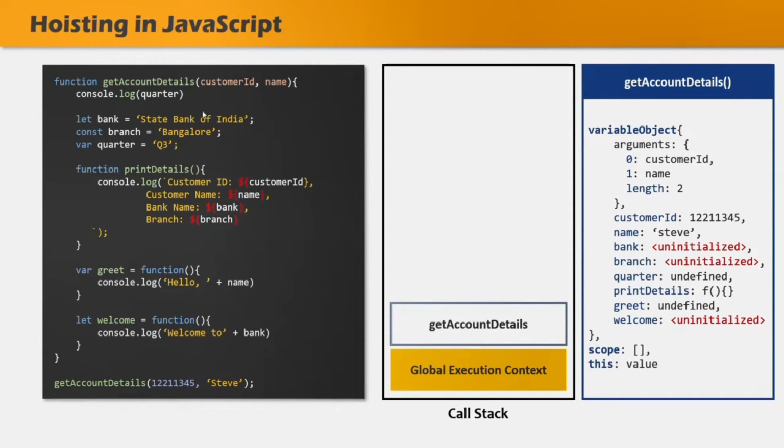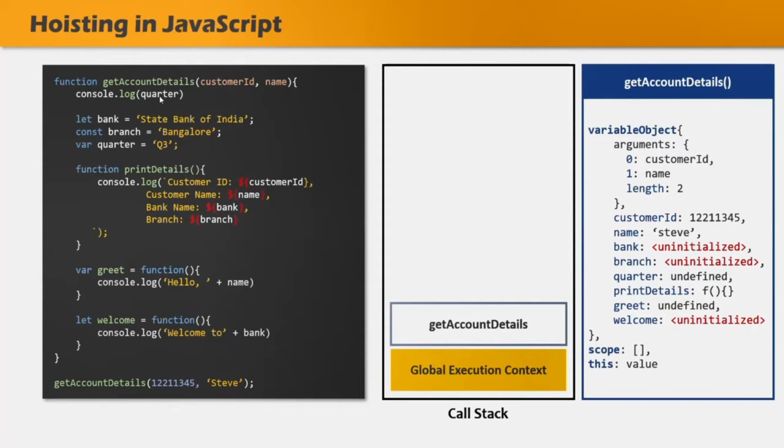So when the execution of this code starts, when the JavaScript engine starts executing this code, and as we learned, the execution will start after the creation phase. So during the creation phase, these variables and functions are already there in the memory. Now let's say the execution phase has started. And when the execution phase starts, the JavaScript engine is going to execute the code line by line. So at the very first line, it will see that we are trying to log the value of the quarter variable.